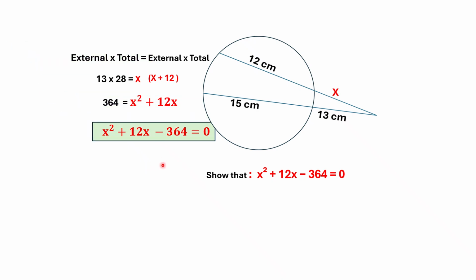That's the final answer. Now, what if the question asks you to find x? How will you solve this quadratic? This is your turn. Please try it and comment your answer. Let's see who gets it correct.